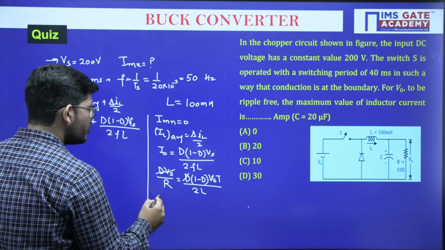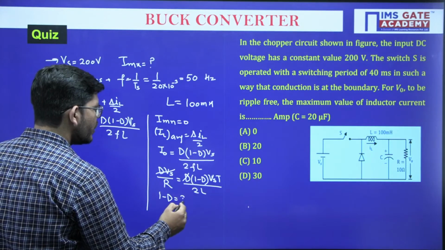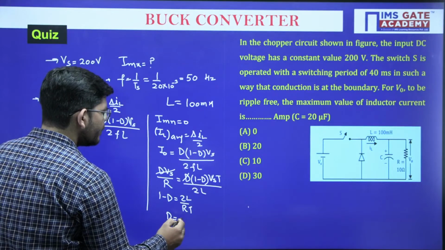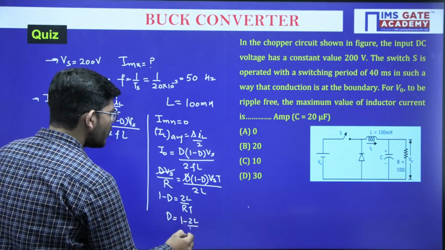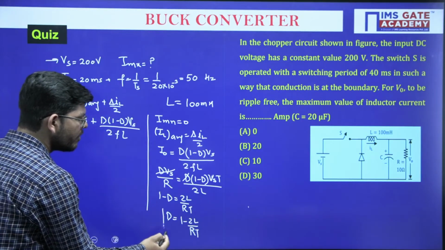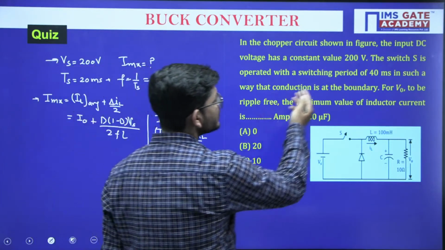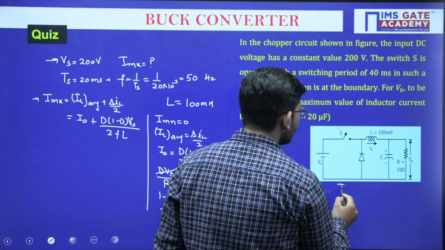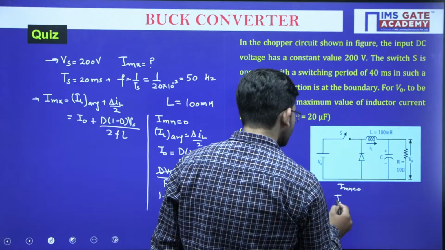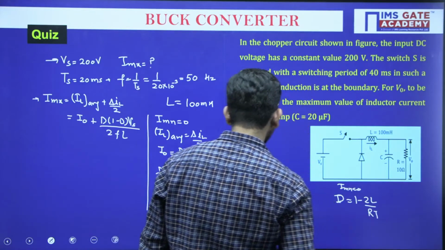Okay, if I want to calculate 1 minus D, I will be getting what? 1 minus D will be 2L over RT, or what I can write for D, D will be 1 minus 2L upon RT, isn't it? So you can memorize this formula. Whenever this condition is given, whenever we have I minimum equal to 0 in buck converter, we have this formula for D. D will be equal to 1 minus 2L upon RT. So we can directly apply this formula.